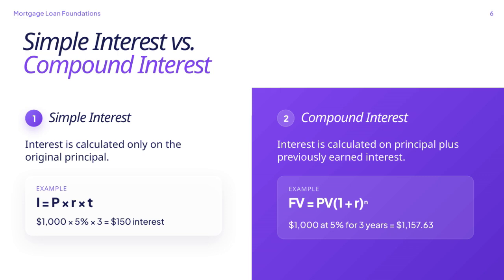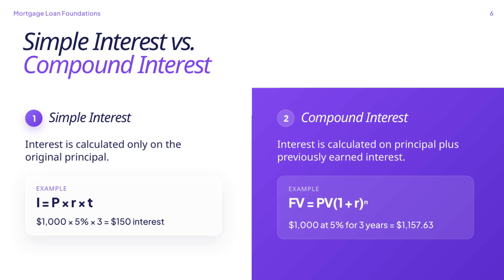On the other hand, compound interest is a bit different and often more powerful. It's calculated on both the original principal and the interest that has been previously earned. Using the same $1,000 example at 5% for 3 years, the amount grows to $1,157.63. The formula here is FV equals PV multiplied by (1 plus R) raised to the power of n, meaning future value equals present value times 1 plus the rate to the number of periods.